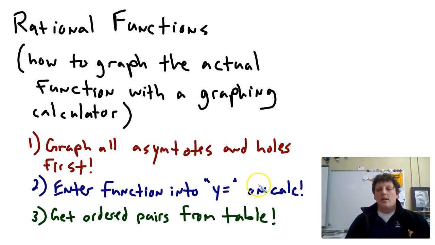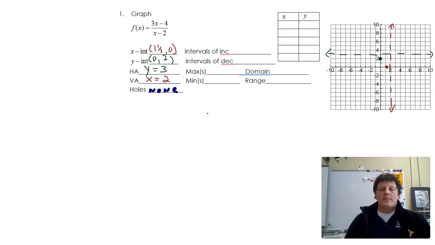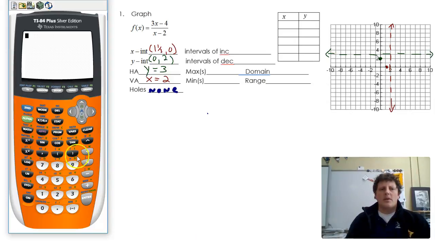After that, we're going to get our calculator out, go to y equals and enter the function in there, and then go to the table and get a bunch of ordered pairs. And I'll show you how to use all those functions in the calculator as we look at some problems together. So example 1, we've got (3x - 4)/(x - 2) that we want to get on the graph. So I get out my graphing calculator.